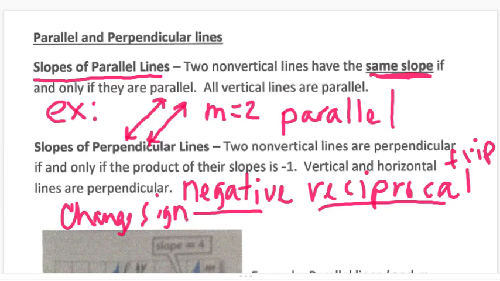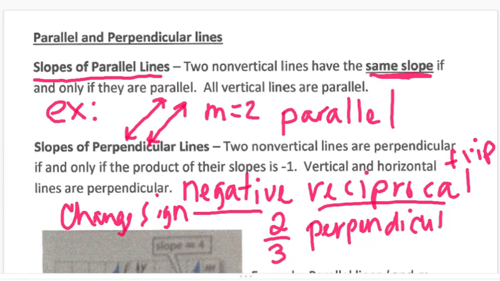So here's an example. If we have 2/3 as our slope, the slope perpendicular to that would be, all right, so I'm going to change the sign. So it's 2/3, so it's positive. So I'm going to make it negative, and then I'm going to flip it. Okay, so for 2/3, the slope perpendicular would be -3/2.